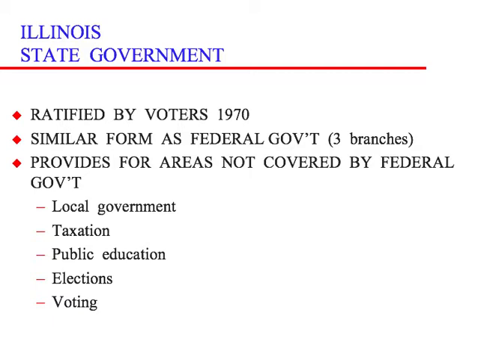First off, just a little background: Illinois's newest constitution was ratified in 1970. It has three branches, similar to our United States government, and it covers local government, taxes, education, elections, and voting.